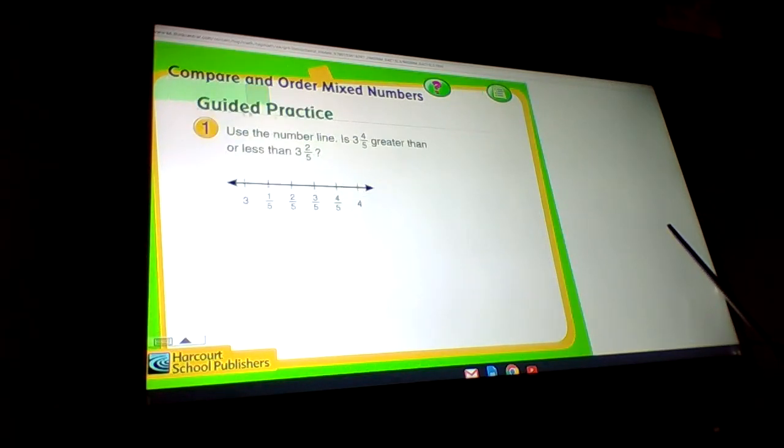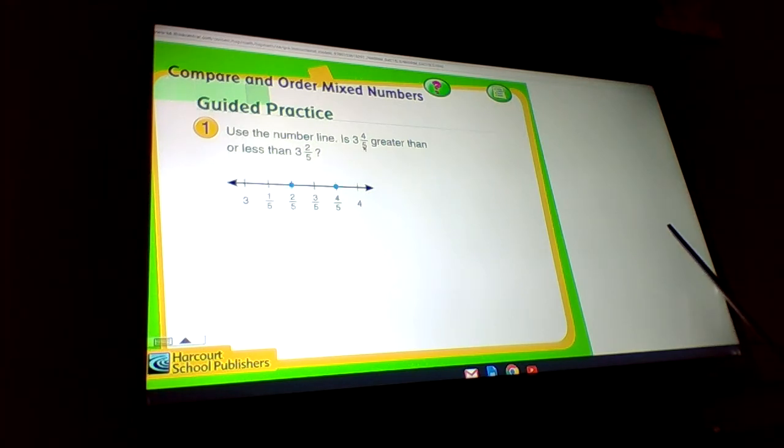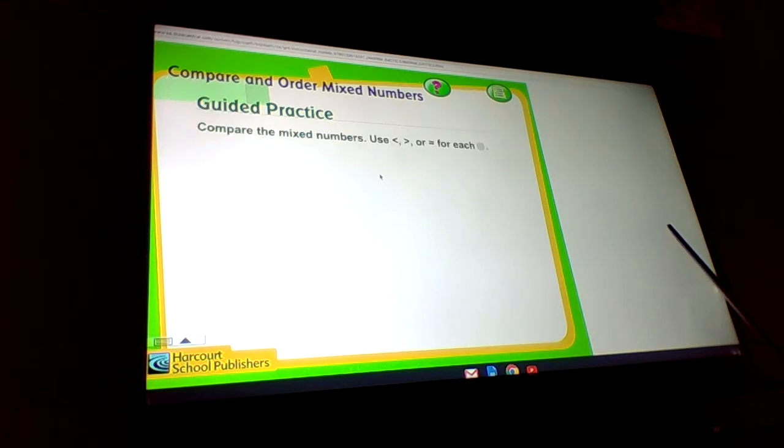Okay. Use the number line. Is 3 4/5 greater than or less than 3 2/5? This one's pretty fun for us. So here we're going to put our dot here and our dot here. Is 3 4/5 greater or less than 3 2/5? Well, we can see 4/5 over here. So yes, it's totally greater than. Compare the mixed numbers.